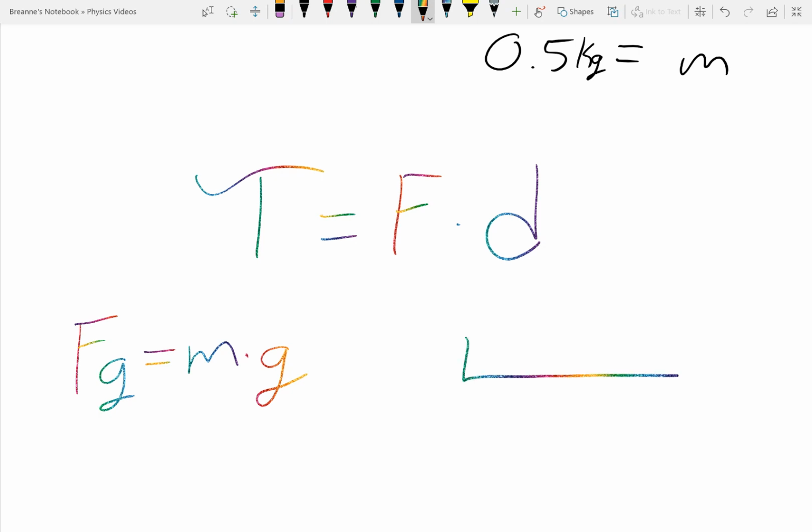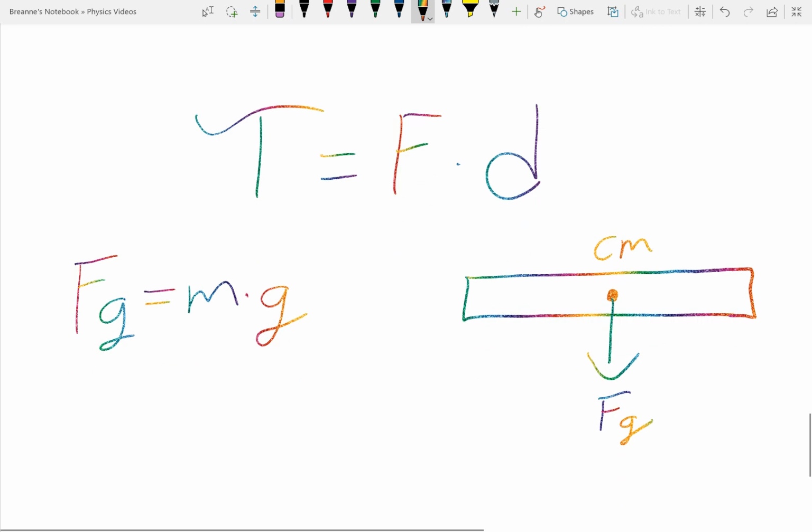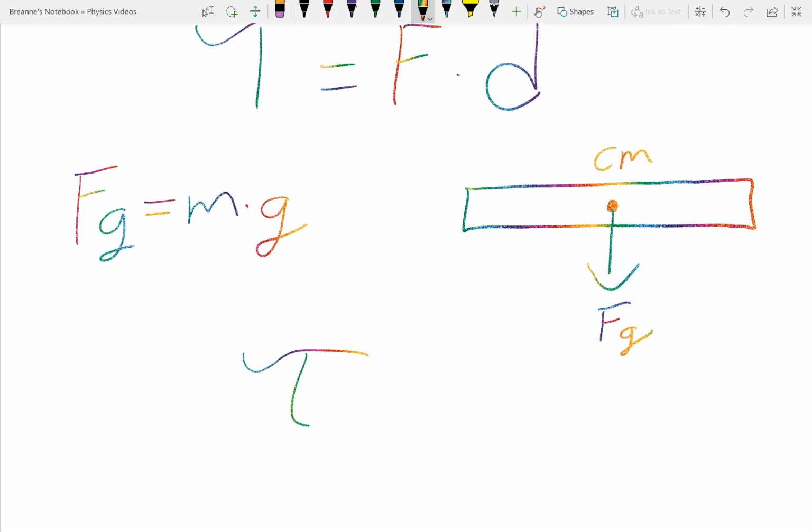If you have a meter stick or a long beam of some sort, remember that the force of gravity acts at the center of mass, and that's the force of gravity of the said stick, beam, or meter stick. And you set one side equal to the other. That's about it about torque.